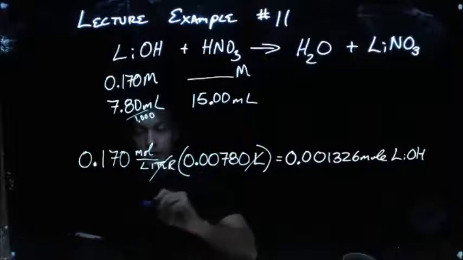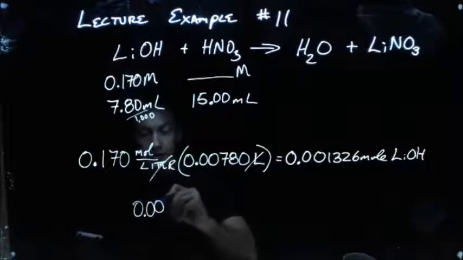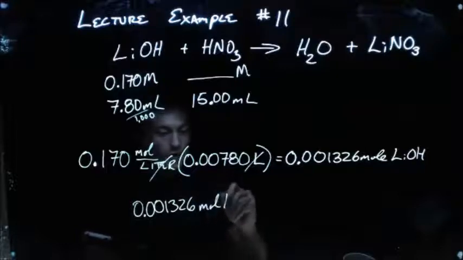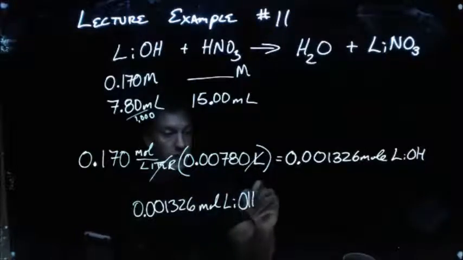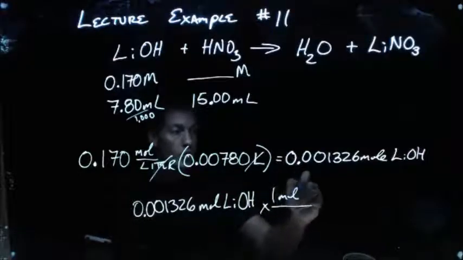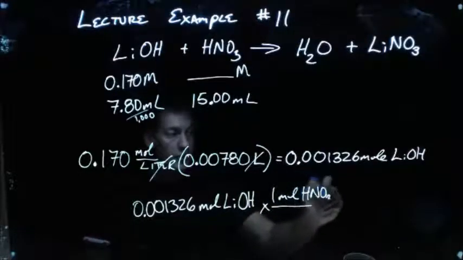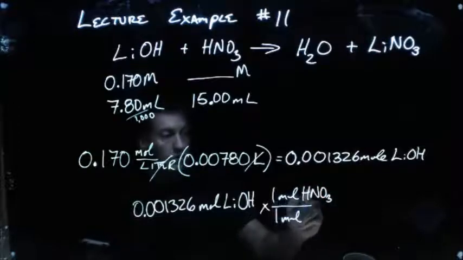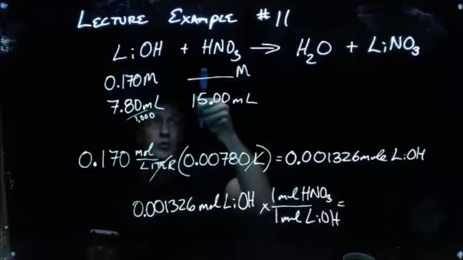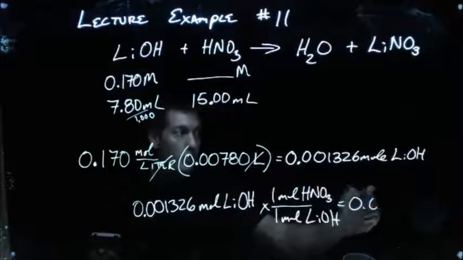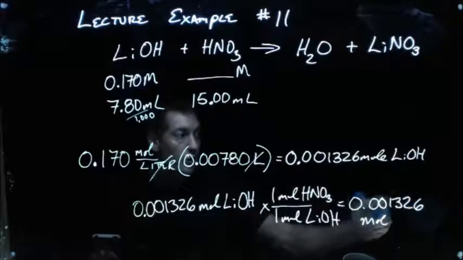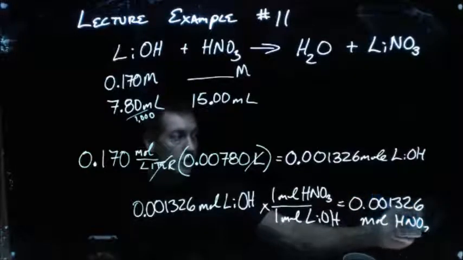0.170 times 0.0078. So we get 0.001326 moles of lithium hydroxide. And then if we convert that, it's going to be 0.001326 moles of lithium hydroxide times, and it's 1 mole of nitric acid for every 1 mole of lithium hydroxide. So that means we're going to have 0.001326 moles of nitric acid.